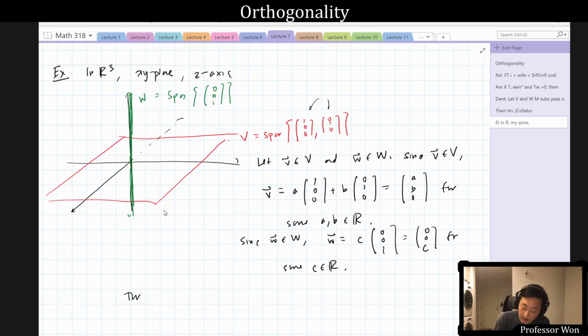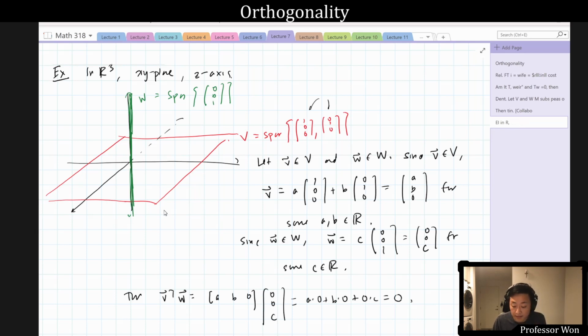But then v transpose w, the dot product, is equal to (a, b, 0) times (0, 0, c), which is just a times 0 plus b times 0 plus 0 times c, which is 0. And again, now I've shown that every vector in V is orthogonal to every vector in W. So V is orthogonal to W as a subspace.